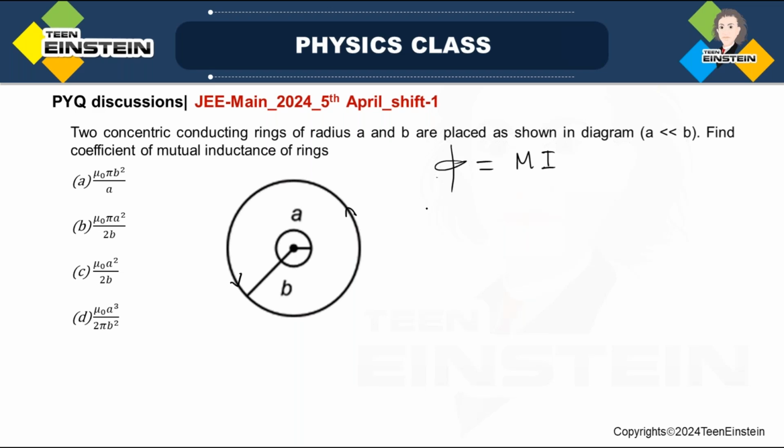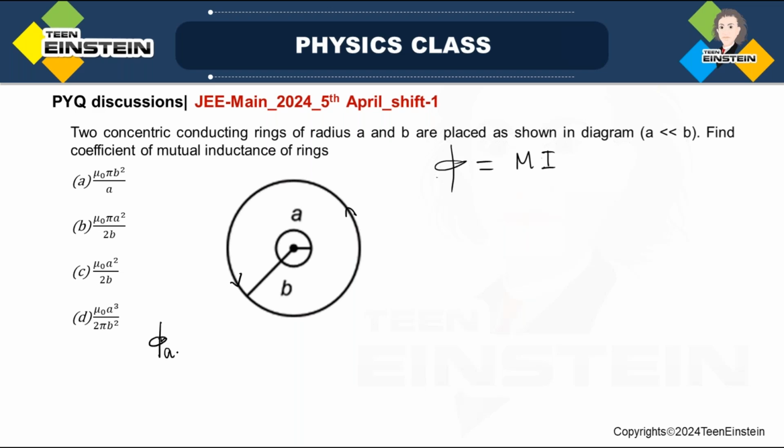Then what I have to do is get phi by I to get the coefficient of mutual inductance. This is the thing. So in any case, when you need to find the coefficient of mutual inductance, you just find out what phi is and then divide that by I. That will give you the coefficient of mutual inductance, right? So in this case, let me tell you, I'll just write some notations over here. Let me write down here.